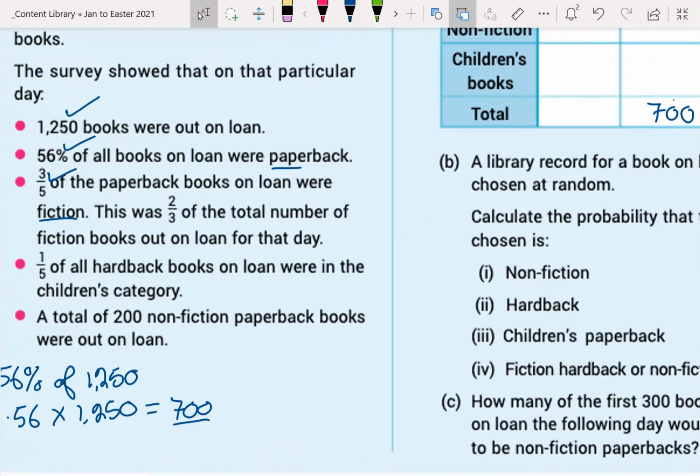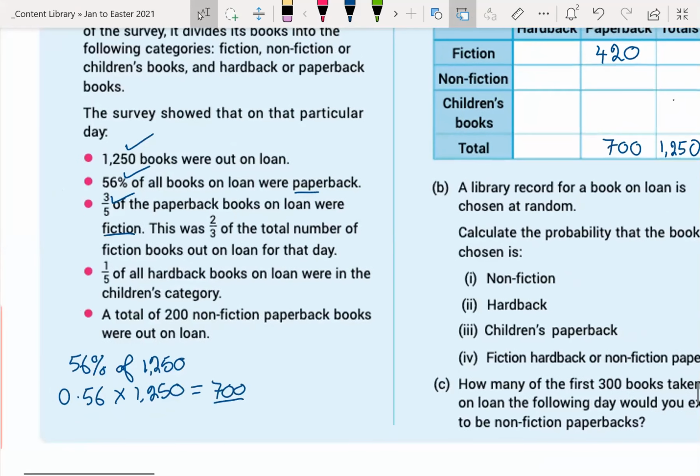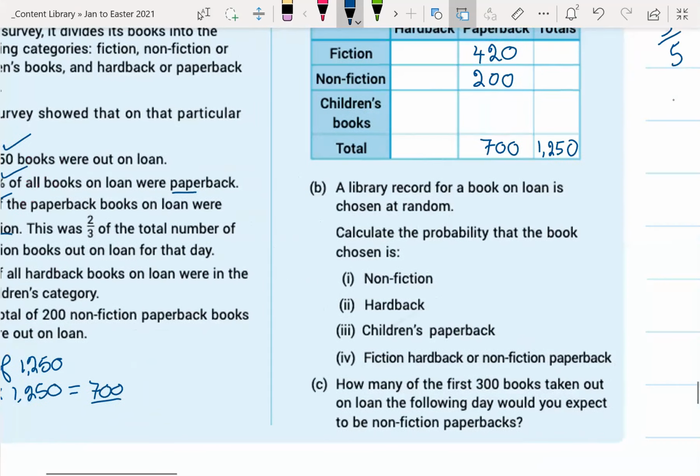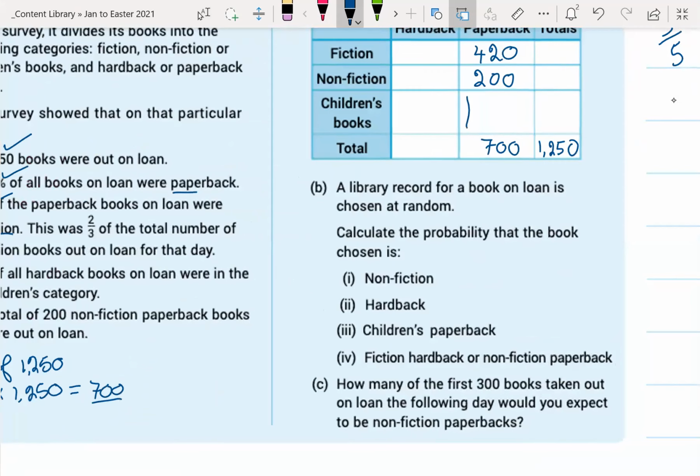So a total of 200 non-fiction paperbacks. That can go straight in here. Now we can figure out this box here, because we know everything in there apart from this, so we can figure that out now.